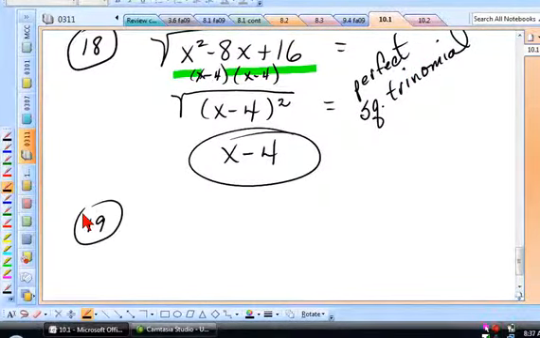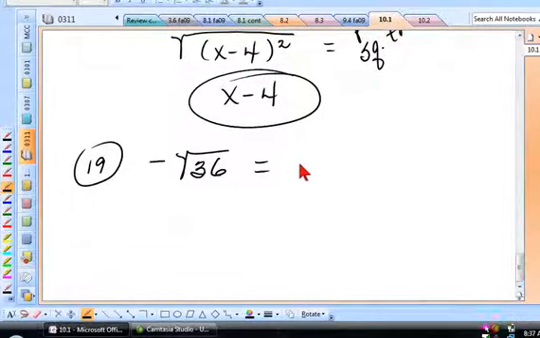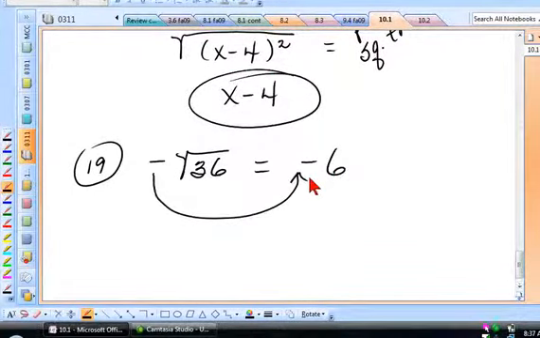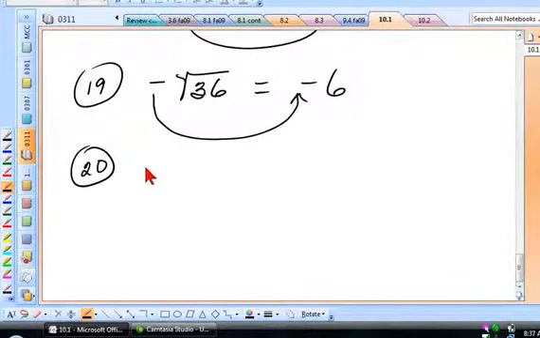Number 19, getting close to the end of 10.1. Find the negative square root of 36. Can we do that? Yep, and it is negative 6. The negative sign out in front just drags along. It's as if I'm saying, what's the opposite of the square root of 36? Number 20. Put several ideas together.